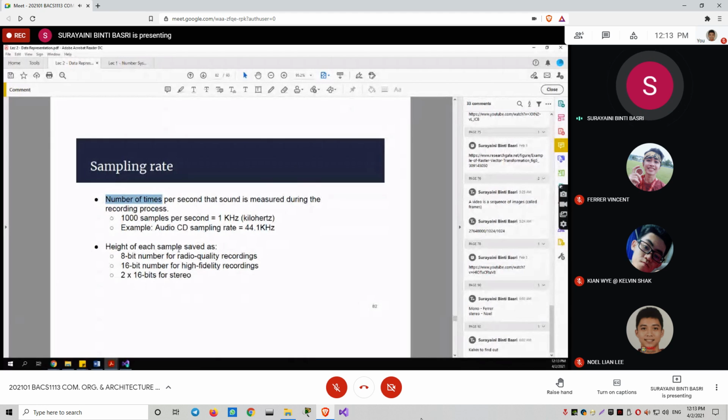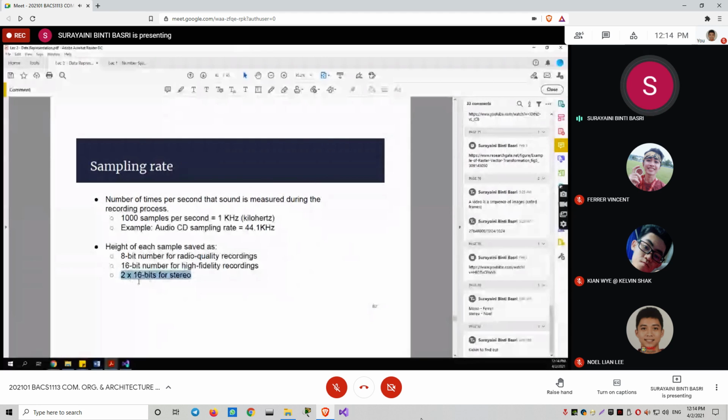Okay, so for example, if you have the audio CD, it says the sampling rate is 44.1 kilohertz, meaning there's 44,000 samples per second. The height of each sample will be saved as a number of bits, usually radio will save it as 8-bit. And then for the high fidelity recording, it will be 16-bit. And then for the stereo, it will be 16 bits.